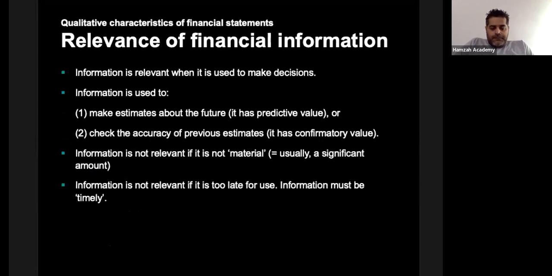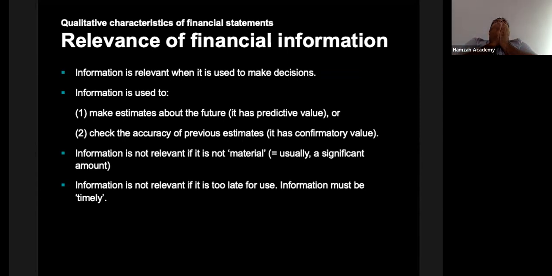And then we have the relevance of financial information. Information is relevant when it is used to make decisions. Information is used to make estimates about the future, which is predictive value, or to check the accuracy of previous estimates, which is confirmatory value. Information is not relevant if it is not material, meaning usually a significant amount. And information is not relevant if it is too late for use. Information must be timely.